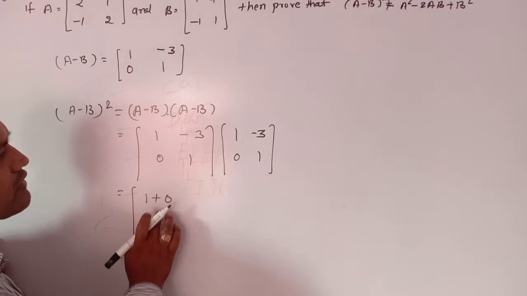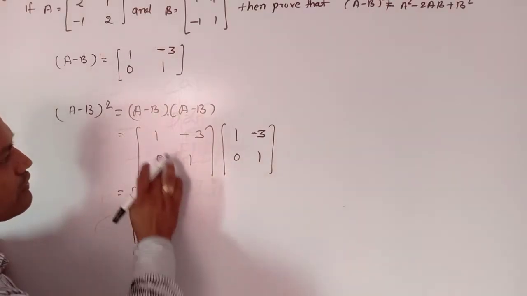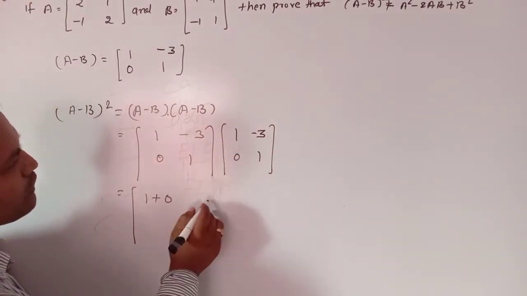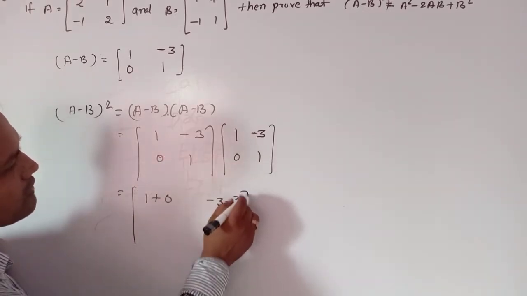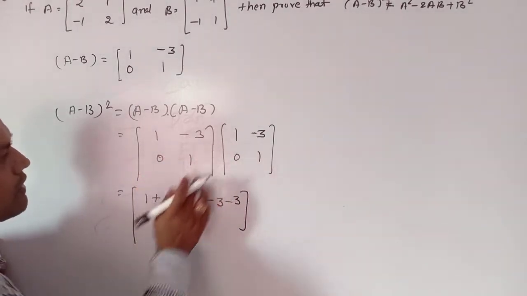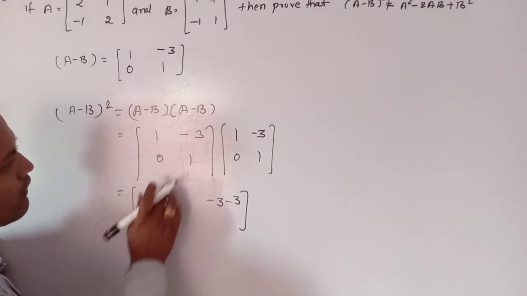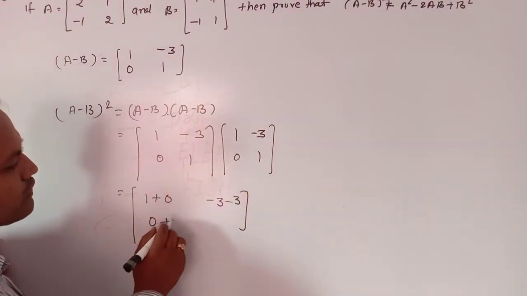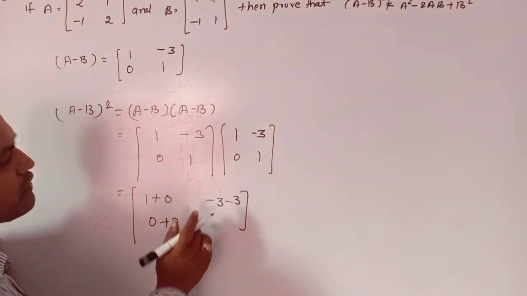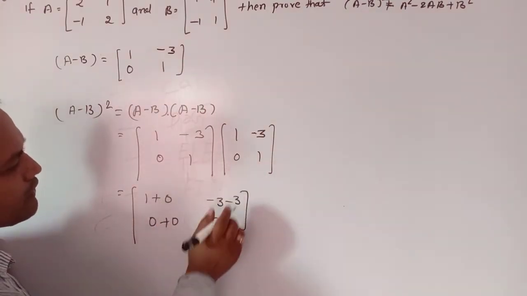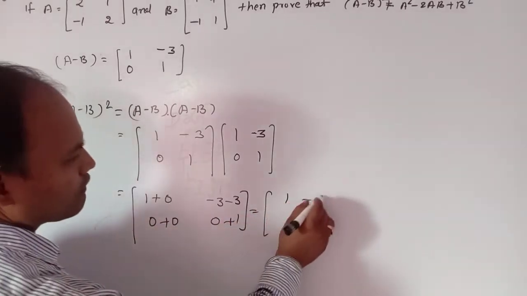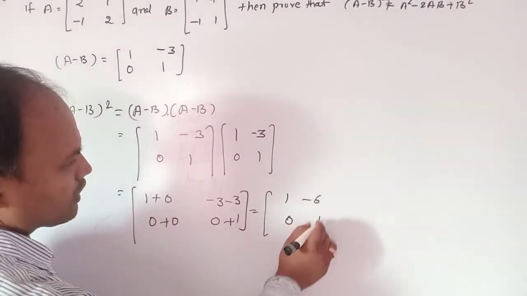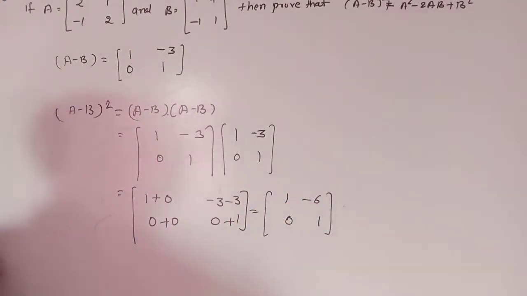The value is: 1 multiplied by 1, it is 1. Minus 3 multiplied by 0, so it is 0. 1 multiplied by minus 3, so it is minus 3. Minus 3 multiplied by 1 gives minus 3. And 0 multiplied by 1, so it is 0. And 1 multiplied by 0, so it is 0. And 0 multiplied by minus 3, so it is 0. And 1 multiplied by 1, so it is 1. So students, the value is [1 -6; 0 1].